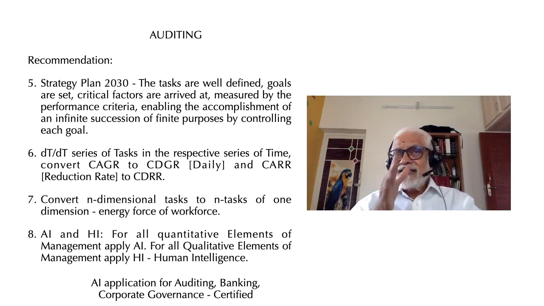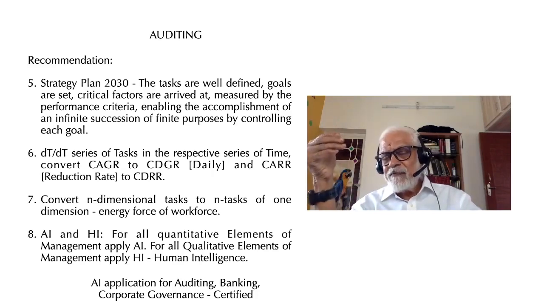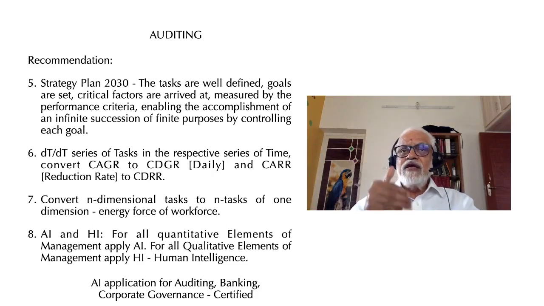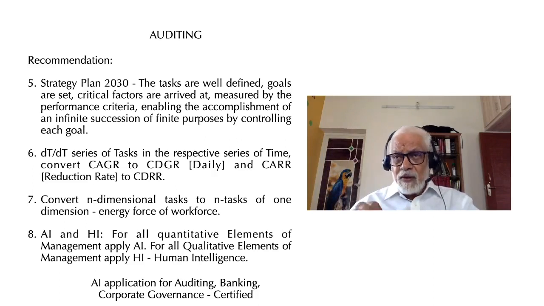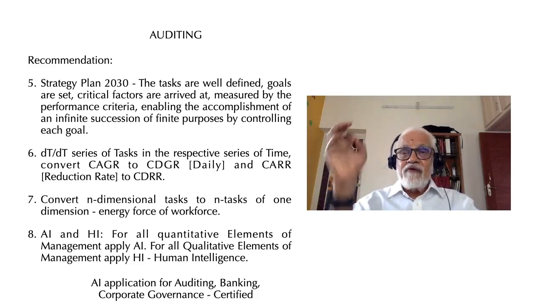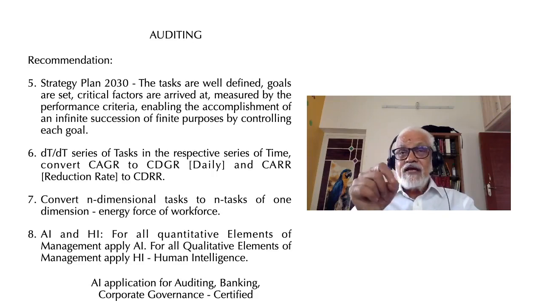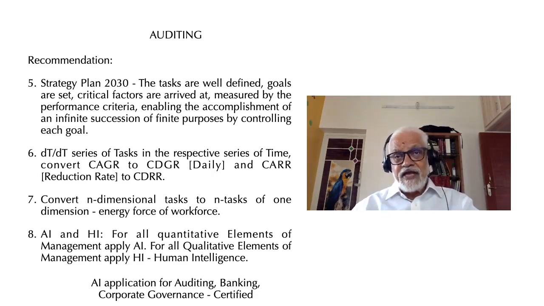We have to do the series of tasks. What we have targeted in 2030, we should be in a position to plan, and this is the DT by DT, the task in respective series of time. It may come out tomorrow, it may come after 3 years, it may come after 4 years. But the job that has to be done has to be incorporated in the strategy plan 2030, and then like an ODA, whether on a daily basis, you put that on a CAGR being brought to CDGR. Some of the unnecessary things which you have to remove, CARR, the reduction rate, CDRR, daily rate.